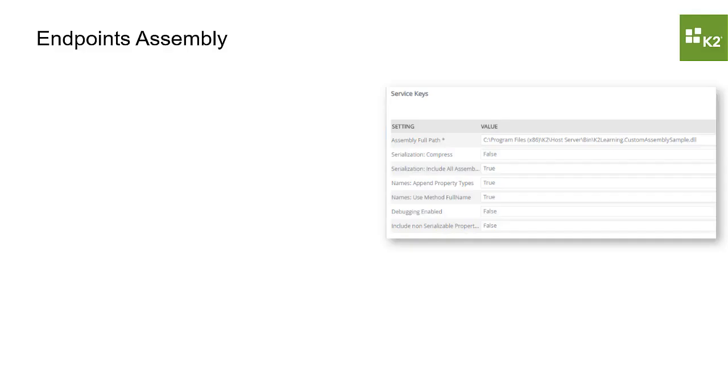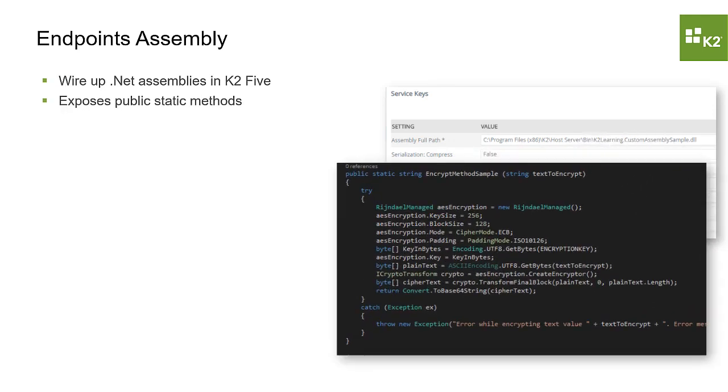The Endpoints assembly service type enables you to wire up .NET assemblies in K2.5 by exposing their public static methods as smart object methods that can be made available to smart forms and workflows. This service type is only available to K2.5 instances where you have control over your K2 server and can install assemblies to the K2 host server bin folder.